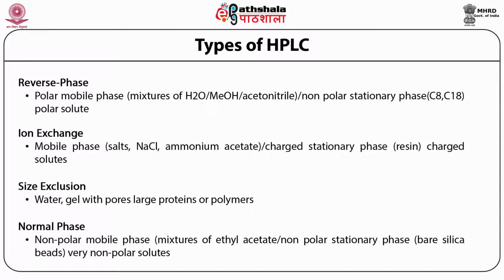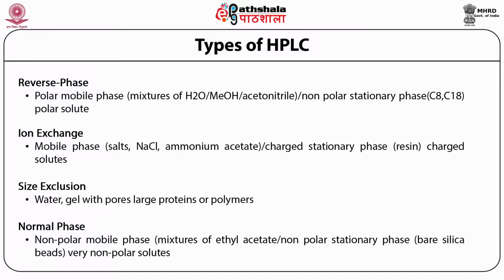Ion exchange chromatography is one in which the stationary phase has a resin, which could be a cationic resin or an anionic resin, and the mobile phase uses aqueous solvents with different ionic compositions. Next comes size exclusion. Of course, size exclusion does not come under high pressure liquid chromatography. It classically comes under low pressure liquid chromatography, in which predominantly a silica gel with larger pores is used for the separation of larger proteins and polymers.